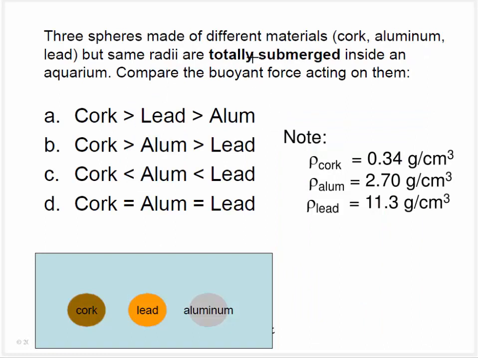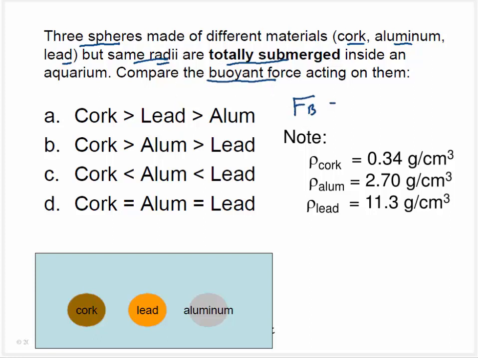Now let's get a little bit of practice with the buoyant force. This used to be a test question, but not a lot of people got it, and so it was kind of cool, so it's not a test question anymore. But you have three spheres that are made of different materials, cork, aluminum, and lead, but they have the same radii, very key, and they're all totally submerged. Compare the buoyant force acting on them.